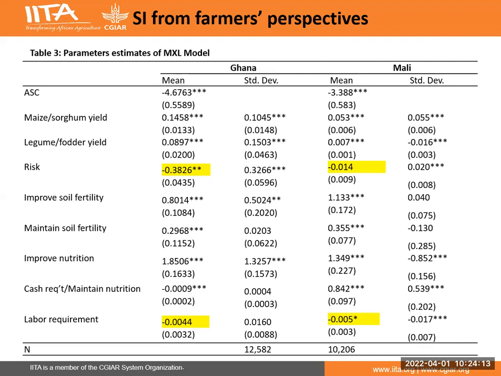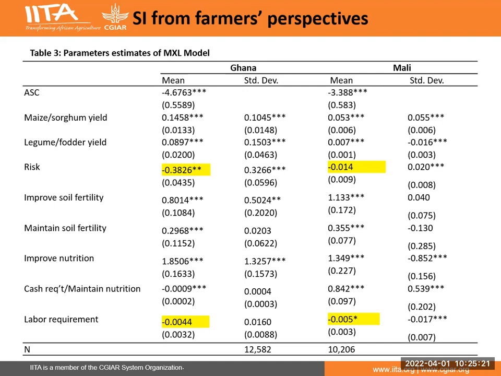Most of the attributes that we considered were highly significant, and with the expected signs. However, farmers are different, as indicated in the standard deviations. There is heterogeneity between the farmers with respect to most of the attributes. The results in both countries are qualitatively similar, except for a couple of attributes. For example, in terms of risk, the results are different. In Ghana, farmers are risk averse. That means they are interested in technologies that reduce the risk of crop failure. This could be drought-tolerant varieties, or some moisture conservation practice. They are interested in that.